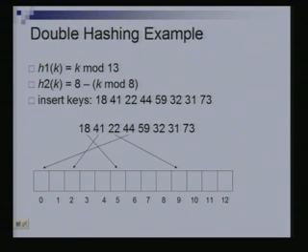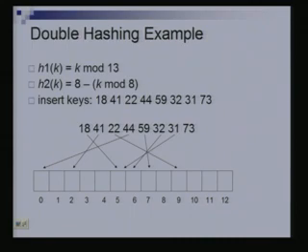59 mod 13 is 7. So 59 would go to location 7. 32 mod 13 is 6. So 32 would go to location 6. 31 mod 13 is 5. So we go to location 5. Now that's occupied. So I compute h2 of 31. h2 of 31 is 31 mod 8 is 7. So 8 minus 7 is 1. So 31 will now go to, we'll check 6. 6 is also occupied. So we'll have to go to 7. 7 is also occupied. Go to 8. And this is not occupied, so 31 goes to 8.